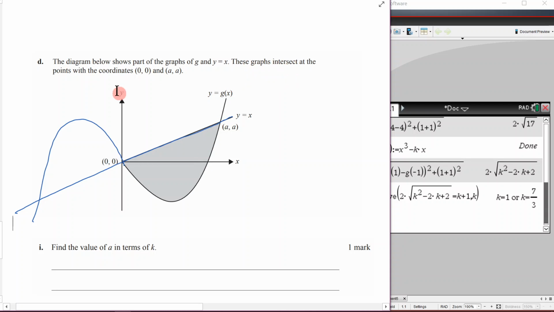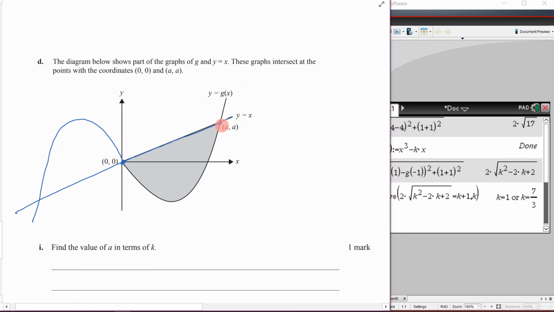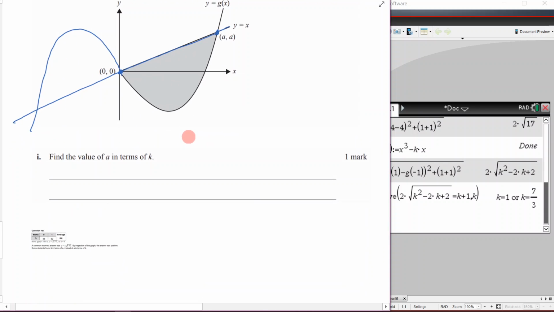This graph intersects at the point 0, 0 here and the point A, A. Find the value of A in terms of k. So we need to find this intersection point. It's a 1 marker. But if we were to write down what we're doing here, we're getting g of x, and we're setting it equal to x, and then we're going to solve for x.